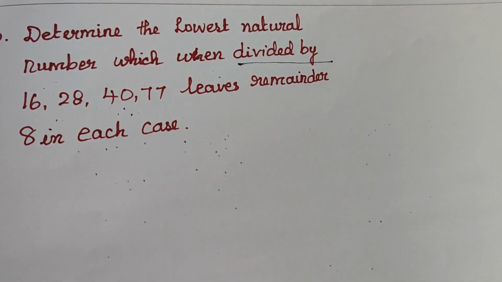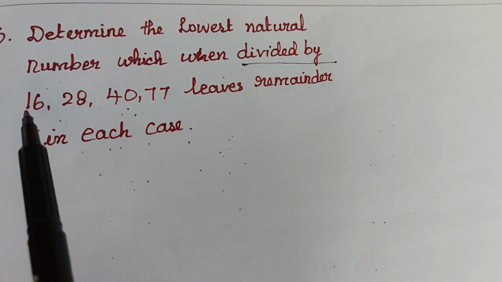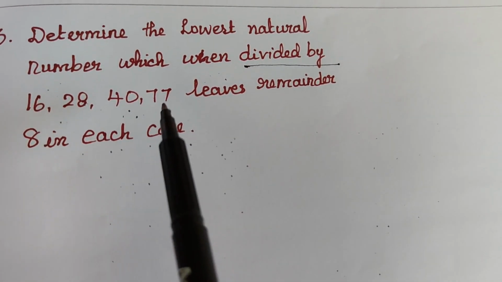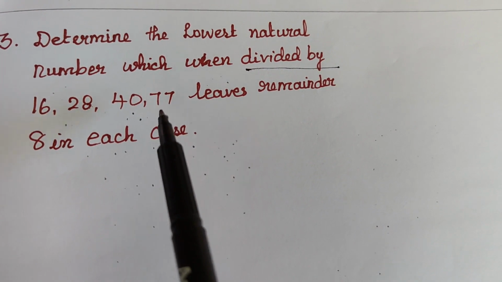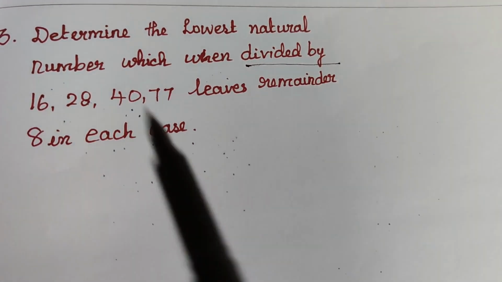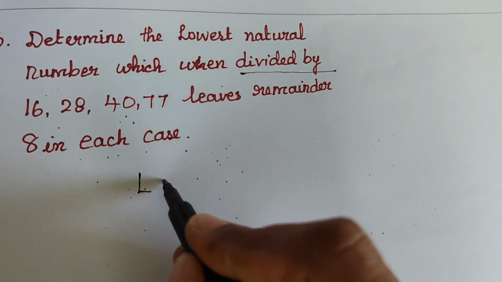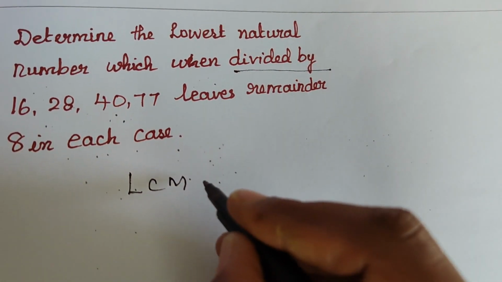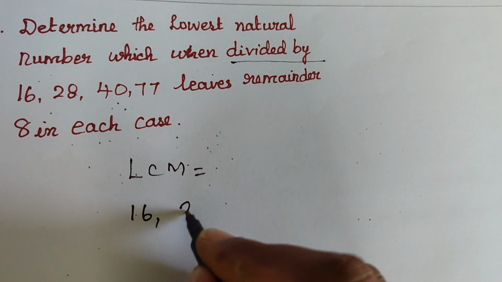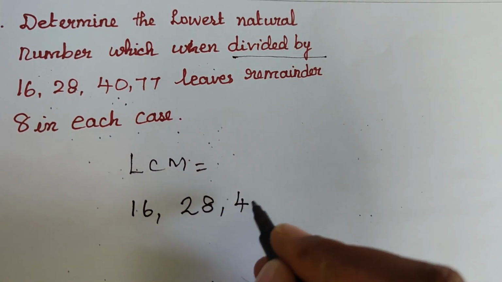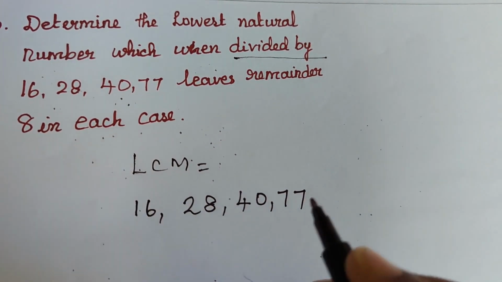So that number must be divided by these numbers. So these are their divisors. The number which we are going to find is the dividend. When you want to find the dividend, find the LCM. So LCM is equal to, we'll take 16, 28, 40, 77.